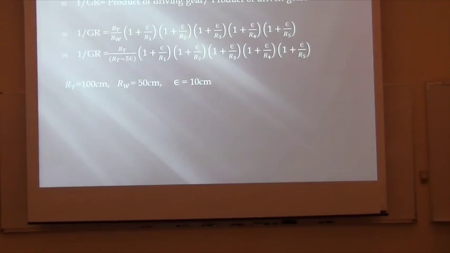Then we have to find the gear ratio. Gear ratio is the product of driven gears over the product of driving gears. But in this case, to make it easy, we use 1 over the gear ratio. That means the product of driving gears over the product of driven gears. So this is what we end up with. This is our formula.